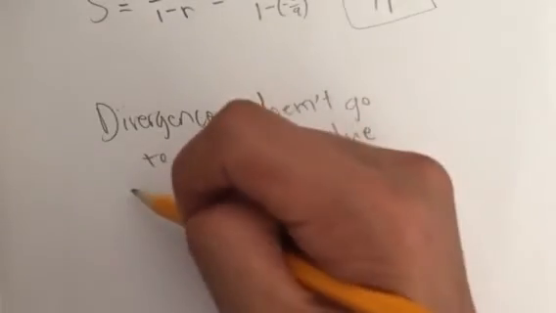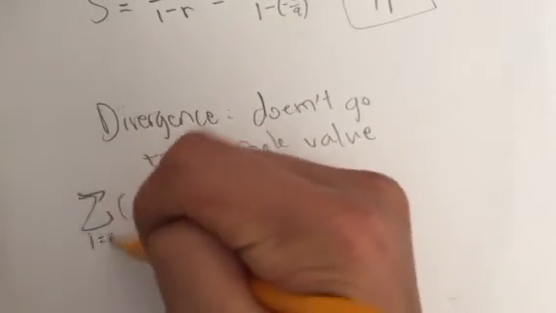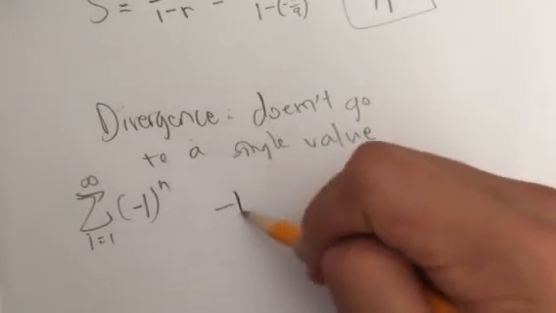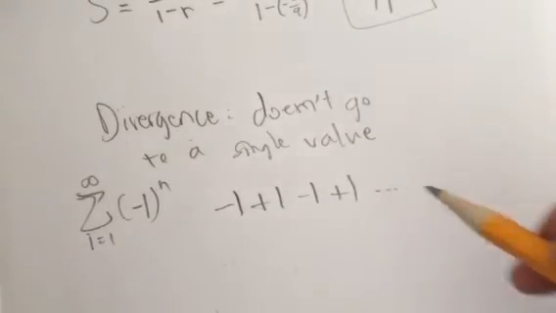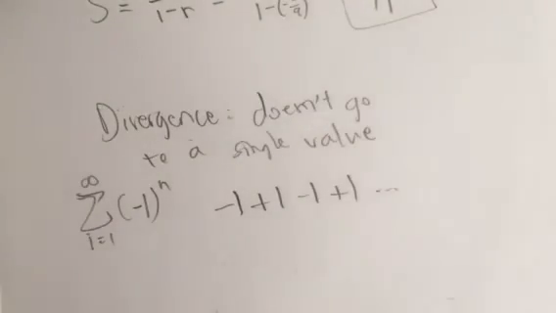For example, the sum of negative 1 to the n also diverges, because this is just going to be negative 1 plus 1 minus 1 plus 1, and this doesn't go to negative 1 or 0. It switches back and forth between the two. So we don't know what it goes to.